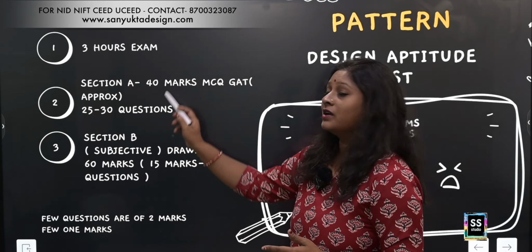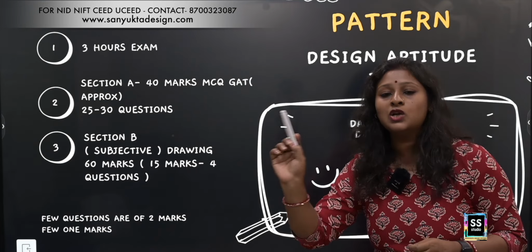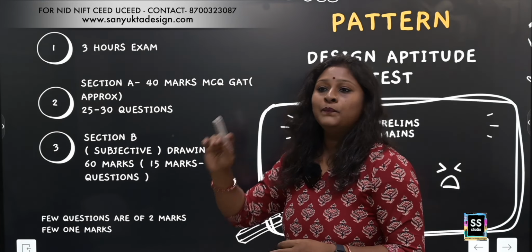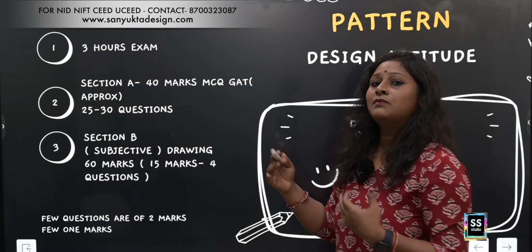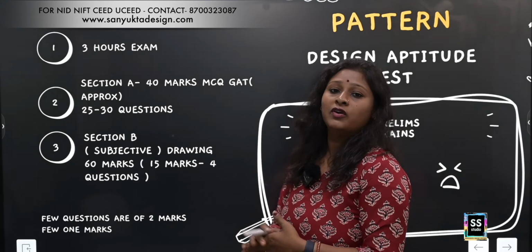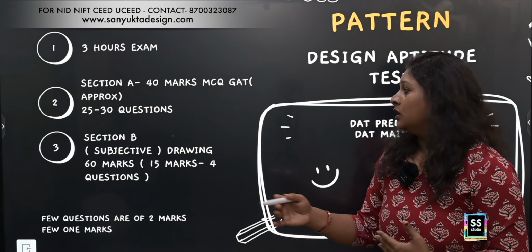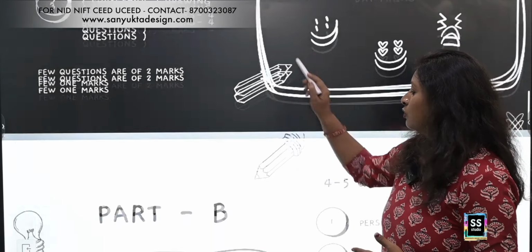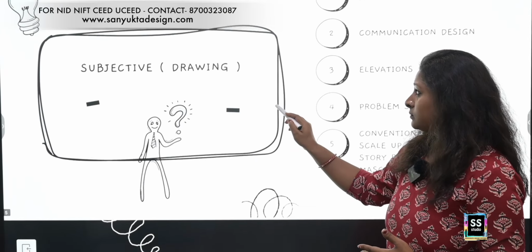Now this is about the GAT portion. Of the 30 questions which you are getting in GAT, 15 questions might be of 1 mark and again 10 or 7 questions might be of 2 marks. So in this way the questions are being divided. Now let's move forward to part B.